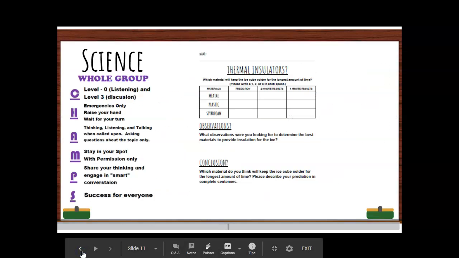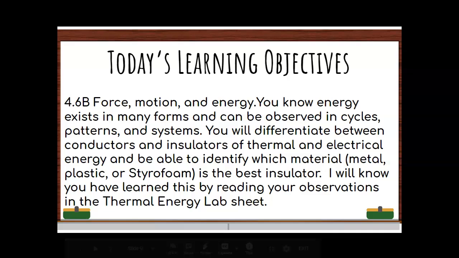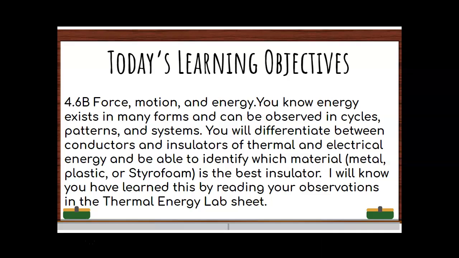So again, for science, today's learning objective is force and motion and energy. Energy exists in many forms and can be observed in cycles, patterns, and systems. You will differentiate between conductors and insulators of thermal and electrical energy and be able to identify which material, metal, plastic, or styrofoam, is the best insulator. I will know you have learned this by reading your observations in the thermal energy lab sheet. Now, the thermal energy lab sheet.